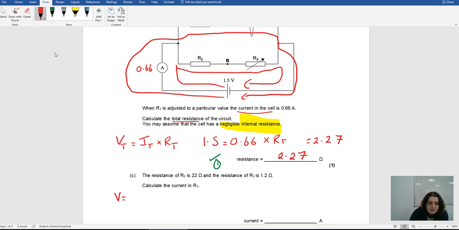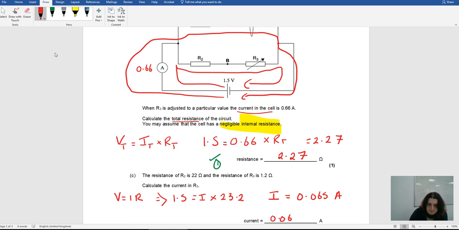So potential equals IR. I know the potential we're going to lose is 1.5, which is I times the total resistance over that branch, which is going to be 22 plus 1.2. So that's 23.2. So my current is going to be 1.5 divided by 23.2, which is going to be 0.065.